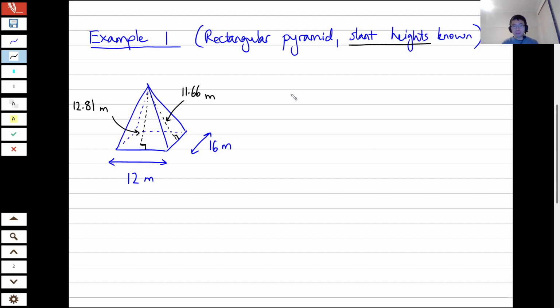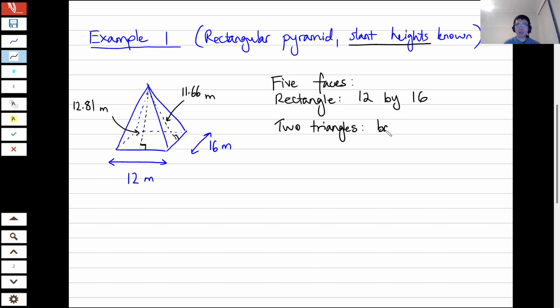So we need to go back to our previous strategy for finding the surface area of a prism. If there is no simple formula available, what we will need to do is break up the shape into different faces. So here there are 5 faces. First of all, there is a rectangle at the bottom with dimensions 12 meters by 16 meters. And then there are 2 triangles.